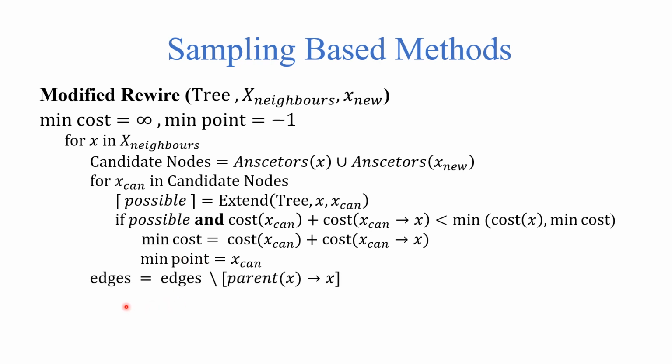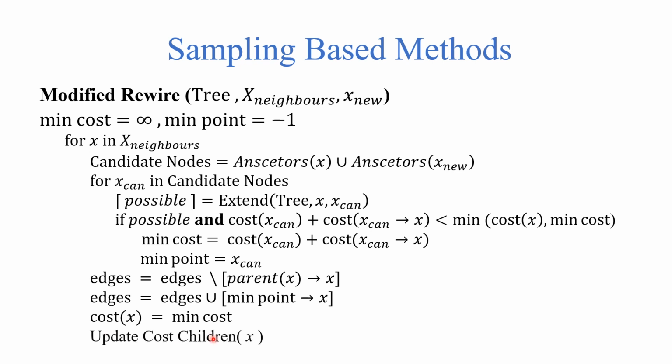After that, we're going to delete the edge between the parent of x and x, and then we're going to add another edge between the min point and x. We're also going to update the cost of x to min cost. And finally, we are going to update all the costs of the children of x because, as we mentioned earlier, there will be a change in these costs once the cost of x has been reduced.